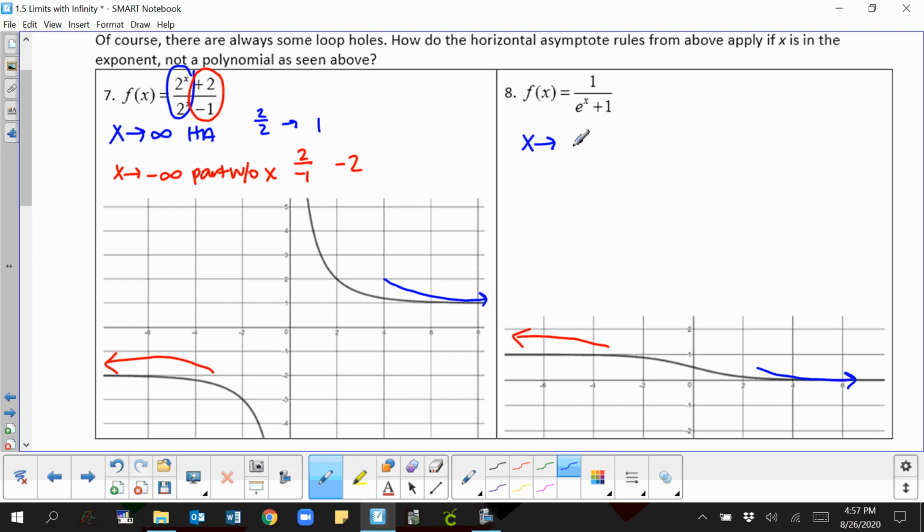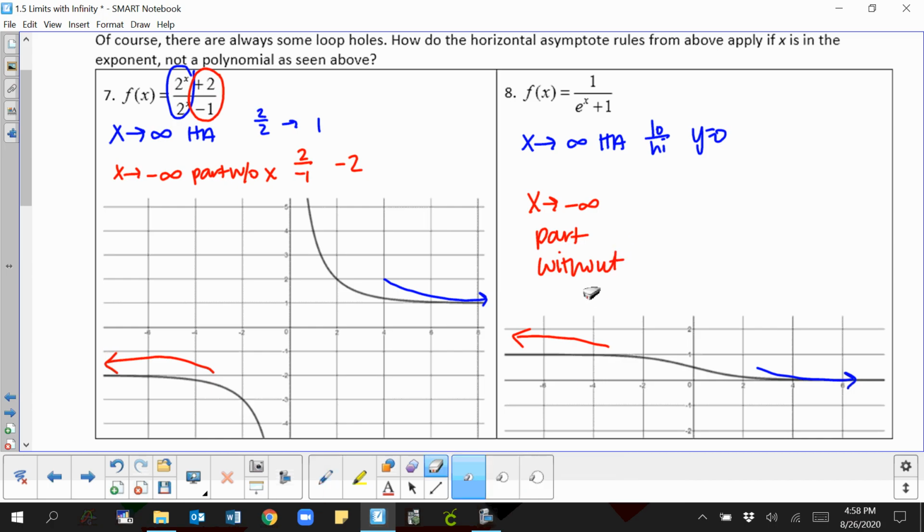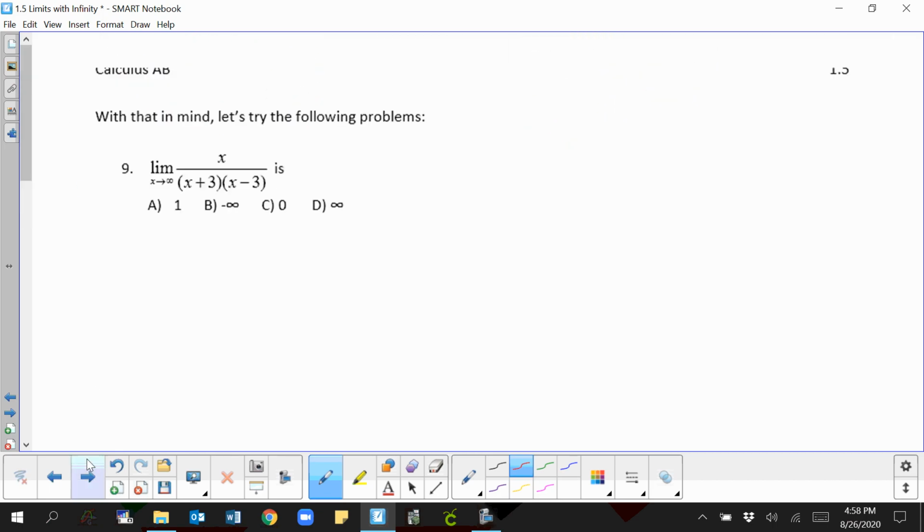And so that's going to work for 8 as well. As x goes to infinity, we're going to use our horizontal asymptote rules. So I have low over high, so y equals 0, and it's going off to 0. And as x goes off to negative infinity, we look at the part without the x. Let's rewrite that so it actually looks like a word. And so we're going to look at the 1 over 1 right here. And that's what gets us going towards 1 as we go to negative infinity. So let's look at some examples here.